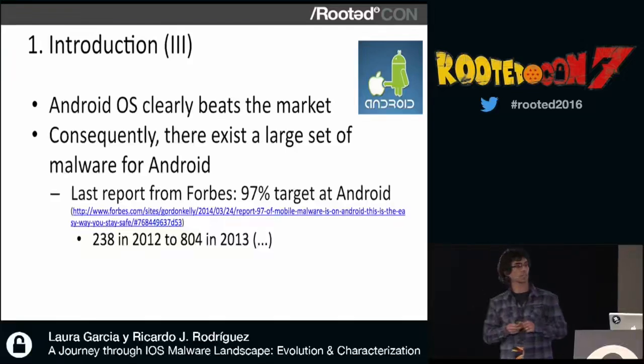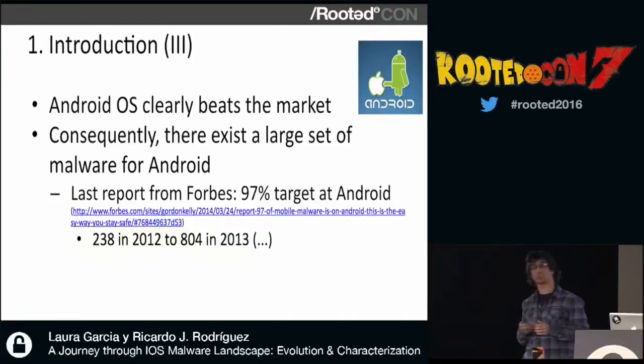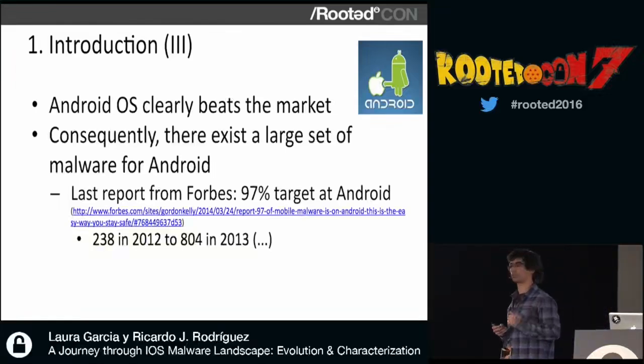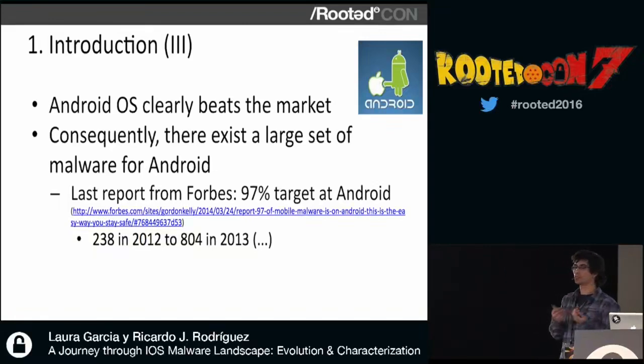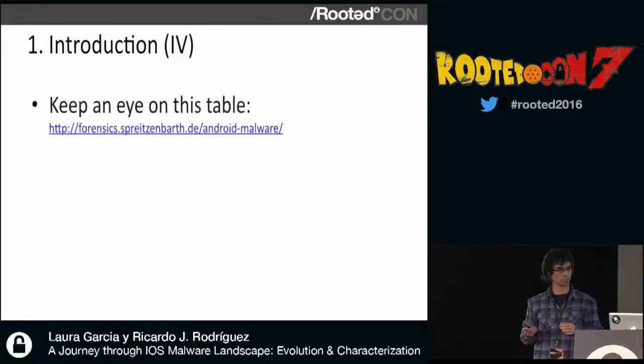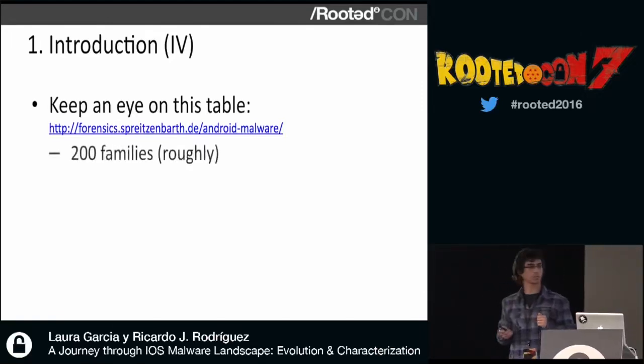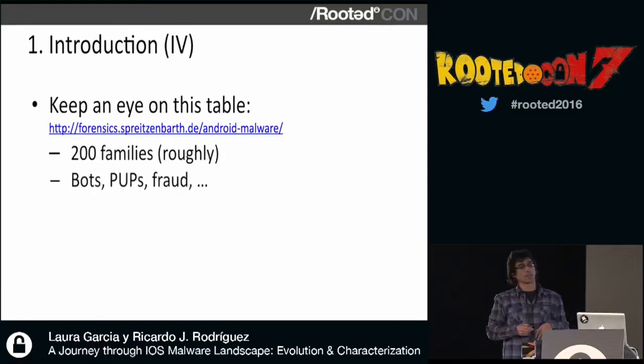Some facts and figures that we got from reports indicate that in 2012 we were talking about 238 threats or samples, whereas in 2013 we had above 800 samples. That is a very significant increase in the number of threats in just 1 year. I'm including here a reference to a chart where you can find lots of families of malware for Android in different categories. We're talking roughly about 200 families. There will be additional information on this later on.